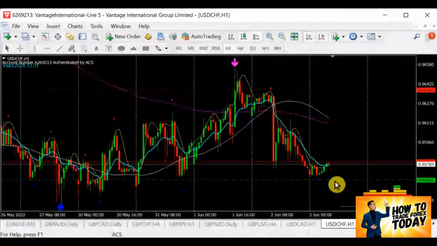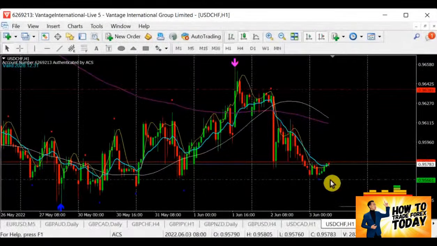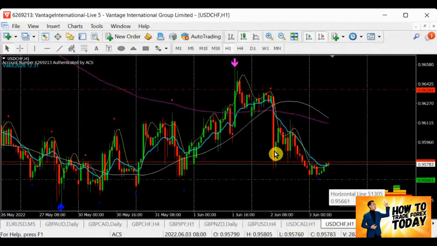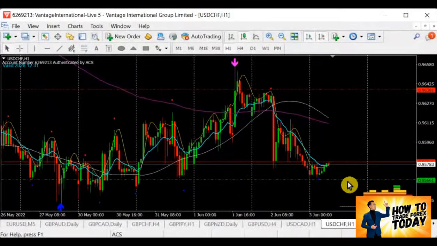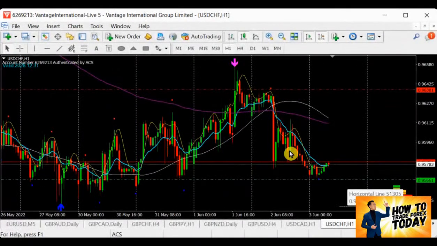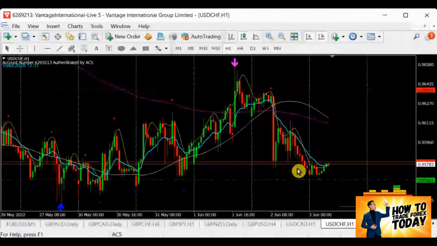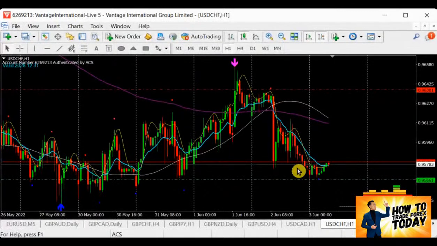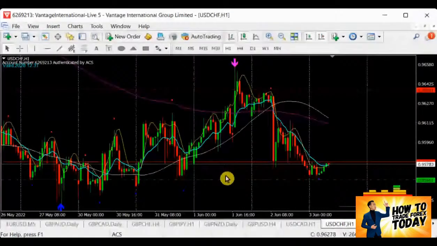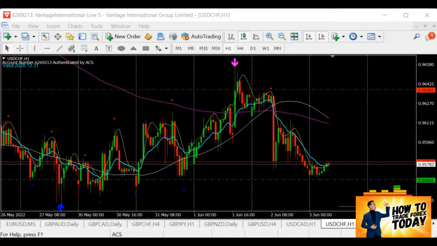So if we want to sell dollar franc, make sure that we break the support. After breaking the support, then it turns, you retest the support as a resistance, then you will start selling. So that is where we are going to enter for a trade. Dollar franc also looks good, so I'm going to put this dollar franc into my watch list.